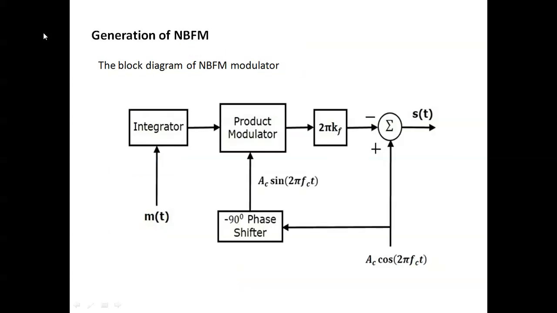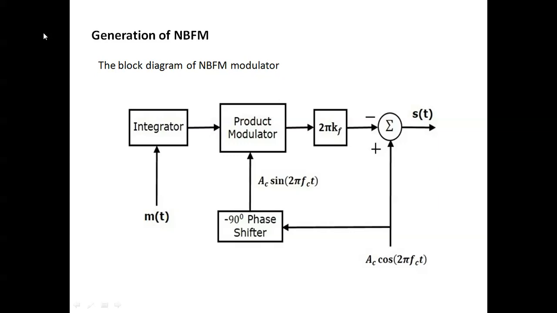So next is generation of narrowband FM. This is the block diagram of generation of narrowband FM. m(t) is the input, and there is an integrator, a product modulator, a minus 90-degree phase shifter, 2 pi kf, and then a summation. If you apply a message signal to the integrator, the integrator output is sent to the product modulator. What is a product modulator? It multiplies two inputs and gives you the output.